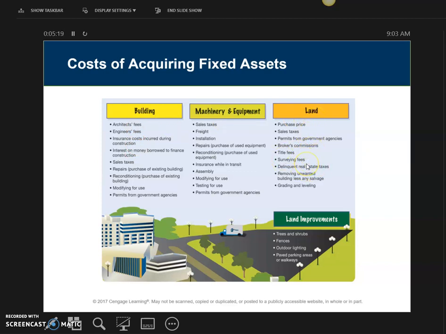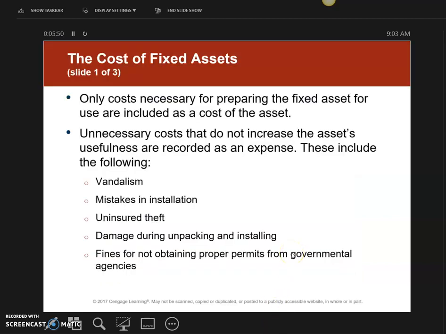By the way, this chapter is about depreciation, which we learned in chapter 3 when we were doing adjusting entries. However, land is the only fixed asset that does not depreciate. But there is something called land improvements. If I buy a piece of land and build a factory there, I still need to put up fences, outdoor lighting, and pay for the parking area. All of that is the cost of land improvement. So we need to understand in this chapter what exactly is the cost of the fixed asset.